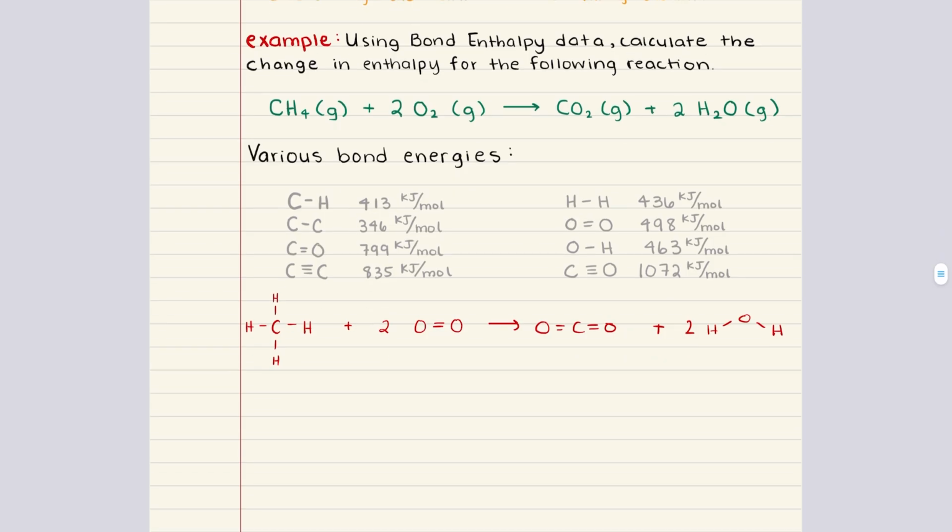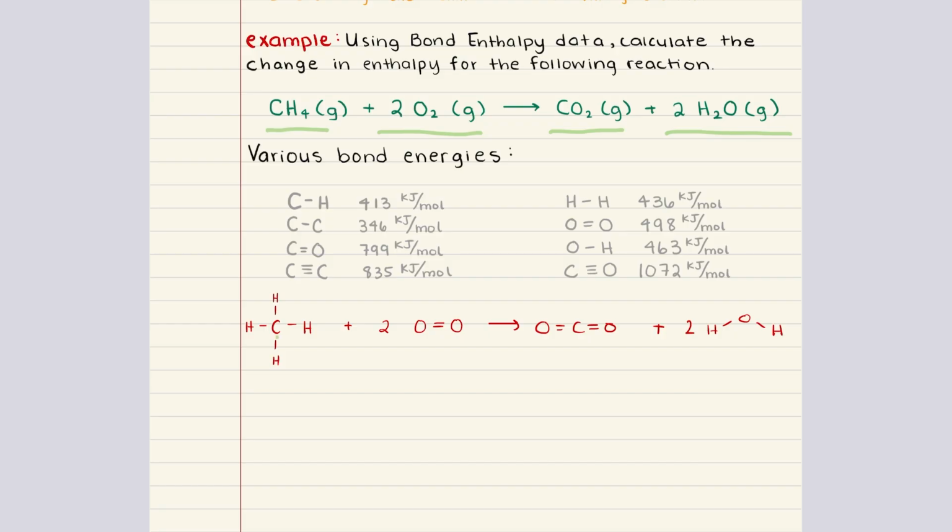So this problem says, use bond enthalpy data and calculate the change in enthalpy for the following reaction. We have methane reacts with 2 moles of oxygen gas, and that gives us carbon dioxide and 2 moles of water vapor. So we want to first draw out the reactants and products. This is really important so we can determine which bonds are broken and which bonds are formed as this reaction proceeds. So we want to identify the bonds in the reactants.